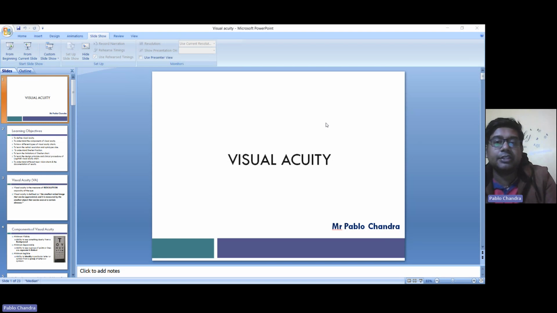Sloan and British letters are widely used today. Sloan letters consist of 10 letters, that is C, D, H, K, N, O, R, S, V, Z. So these are the Sloan letters, 10 letters, which are used for legibility for logMAR chart, or we can use British letters D, E, F, N, H, P, R, U, V, Z. So these are British letters, 10 letters. Within this group, we have similar legibility.